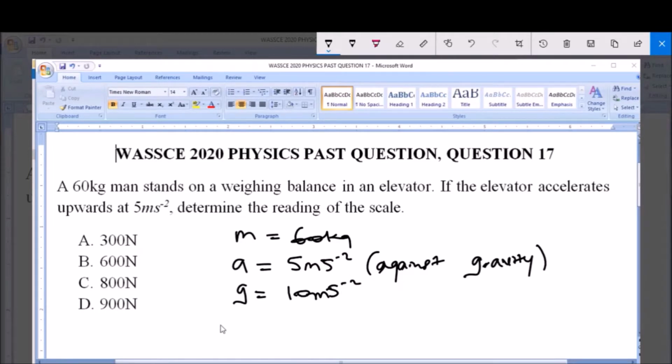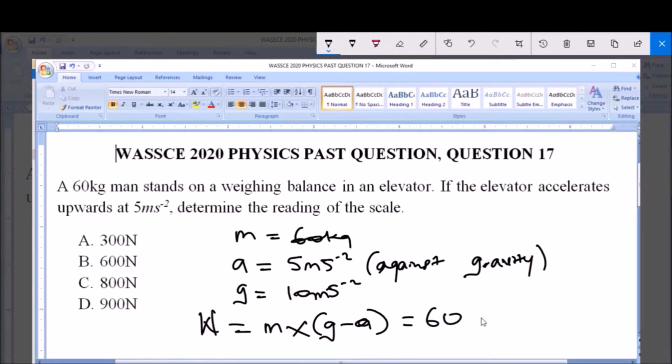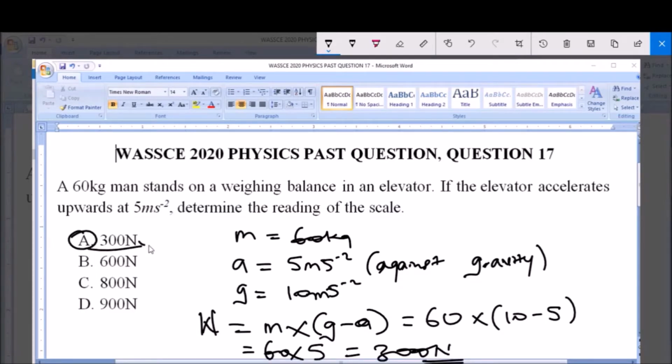against gravity. So therefore the weight of the man, or the reading of the scale, is equal to the mass multiplied by the acceleration due to gravity minus the acceleration of the elevator. And this is equal to 60 multiplied by 10 minus 5. And this is equal to 60 multiplied by 5, which is equal to 300 newton. So the weight of this man is 300 newton. And that is option A.